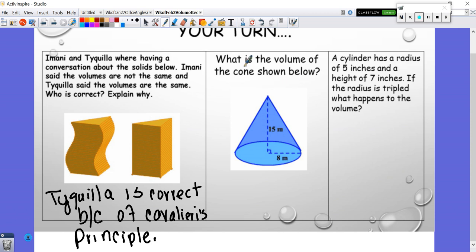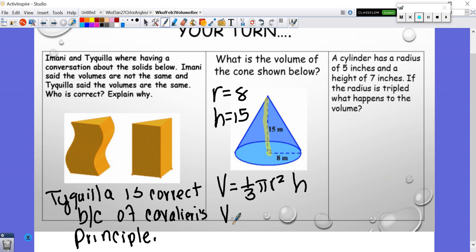What is the volume of the cone shown below? Well, we're lucky this time. Look, y'all, they gave us the slant height, so we don't have to deal with the Pythagorean Theorem. We can go straight into this. The radius is 8 and the height is 15. So we can say the volume of this cone is 1/3 pi r squared times height. So volume equals 1/3 pi 8 squared times 15.